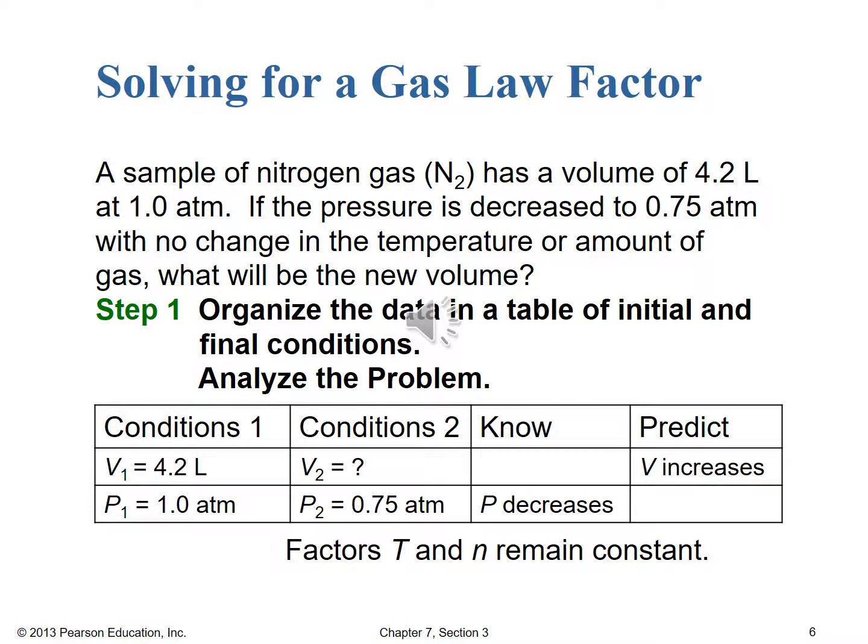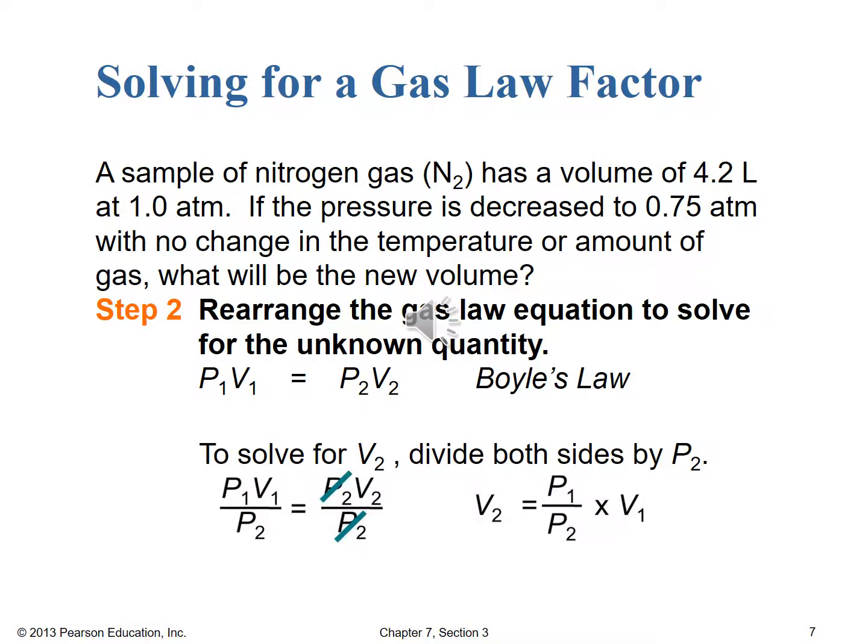And we also happen to know that in this case, pressure has decreased, so we can predict that volume would increase based on that inverse relationship. So we expect a volume greater than 4.2 liters. We didn't do the math yet, but in a multiple choice type question like you're used to seeing on exams, we should be able to eliminate some bad answer choices. We also note there at the bottom that the factors temperature and number of moles have to remain constant for Boyle's law to apply.